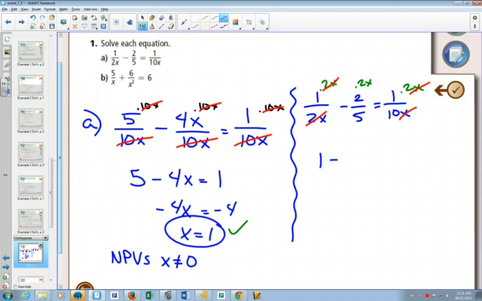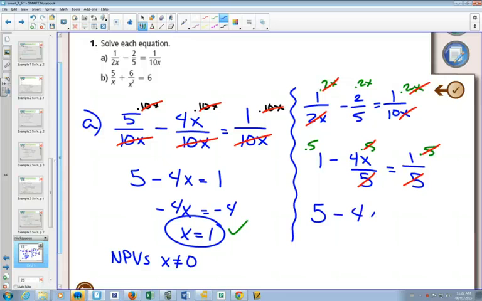So I'm going to get 1 minus 4x over 5, equals, and then this fraction reduces to 1 over 5. So by multiplying everything by 2x, I got rid of one of the fractions. I still have a fraction of 5, and so now I can multiply everything by 5 to get rid of that fraction. These 5's will cancel, and these 5's will cancel, and 5 times 1 becomes 5 minus 4x equals 1. And now we can see that it's exactly the same as the other equation. So we'd get x equals 1 again.